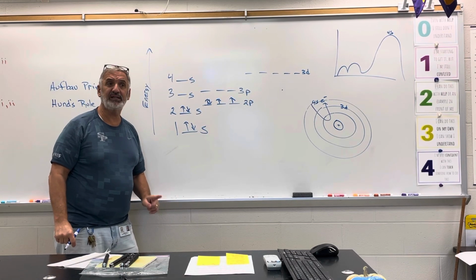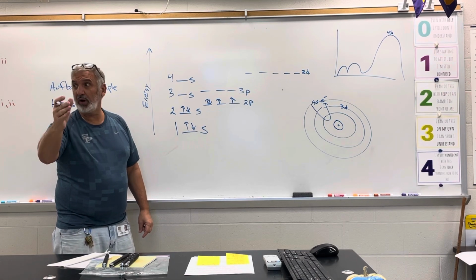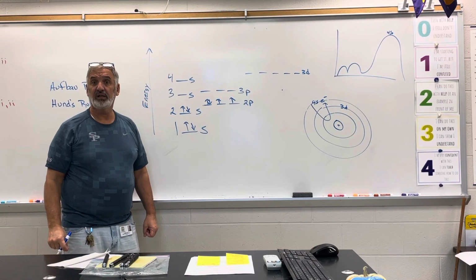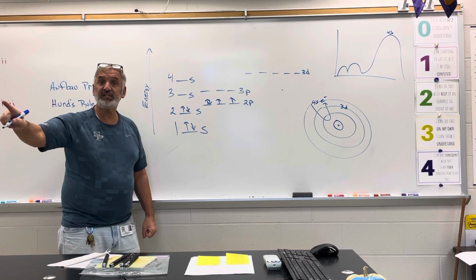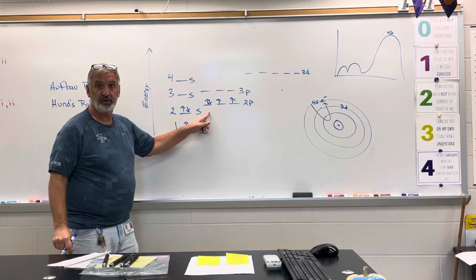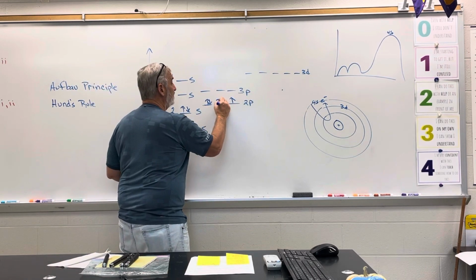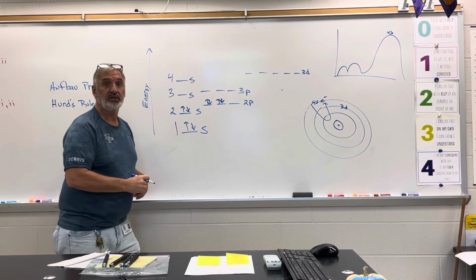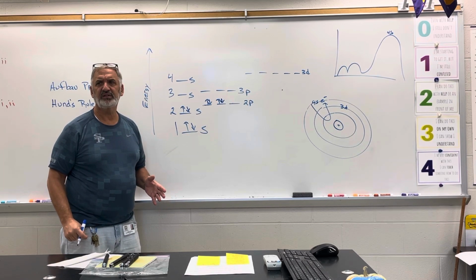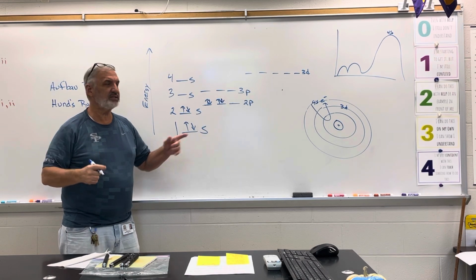What does paramagnetic mean? It's affected by a magnetic field, right? And what must be true for something to be paramagnetic? It has to have at least one unpaired electron. Well, if Hund's rule wasn't true and oxygen paired up, then it wouldn't be paramagnetic. What would it be if it has no unpaired electrons? Diamagnetic. Ferro is the permanent magnet. Diamagnetic means there's no unpaired electrons.